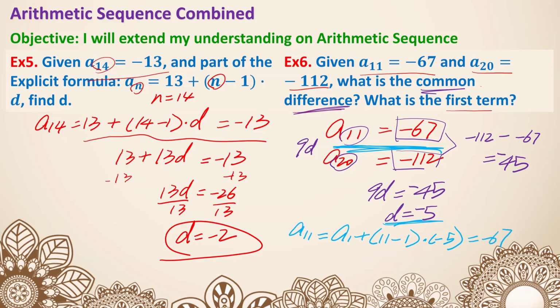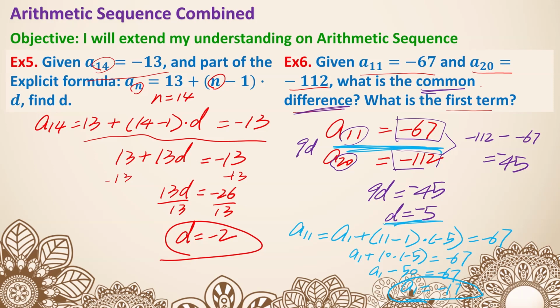So we're solving that. Parentheses first. A sub 1 plus 10 times negative 5 equals negative 67. So a sub 1 minus 50 equals negative 67. Add it over. So a sub 1 equals negative 17. There you go. So example 6 is a little bit tricky. It has an extra thing that you have to do.